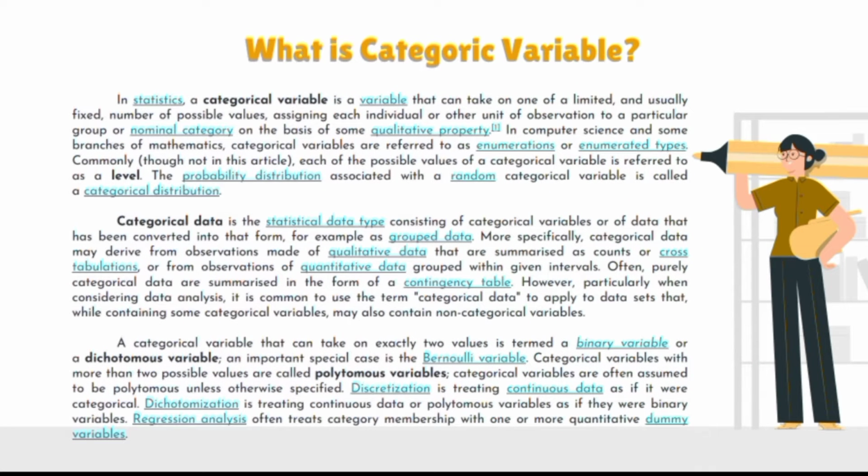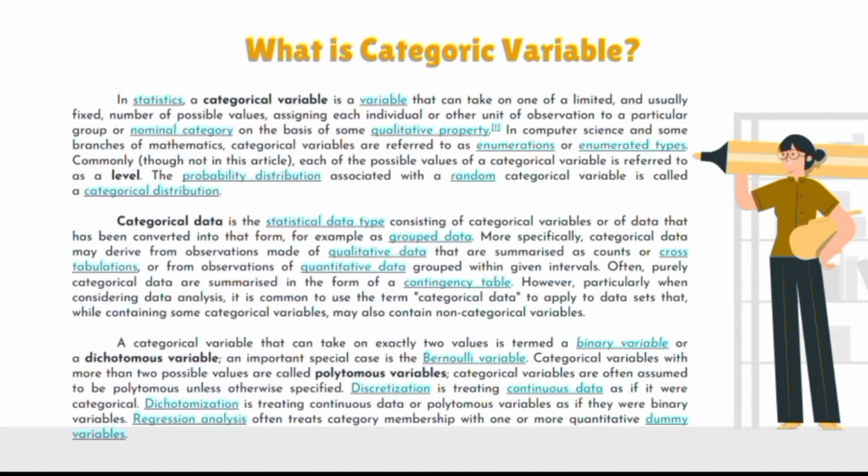So, what is categorical variable? In statistics, a categorical variable is a variable that can take on one of a limited and usually fixed number of possible values, assigning each individual or other unit of observation to a particular group or nominal category on the basis of some qualitative property.